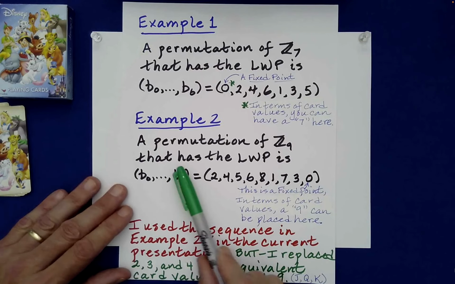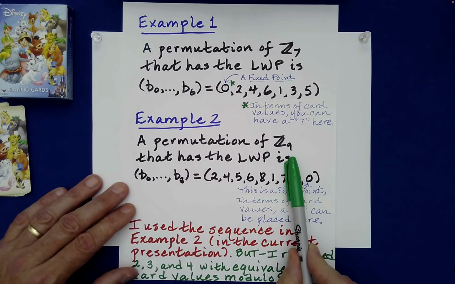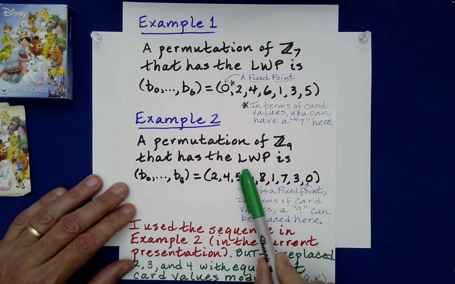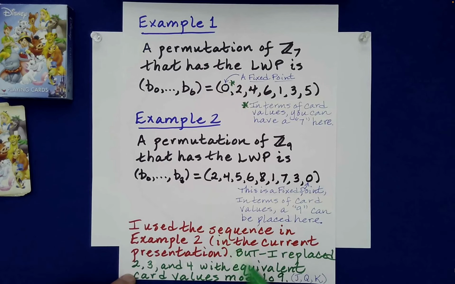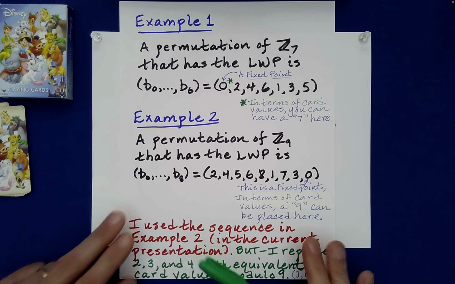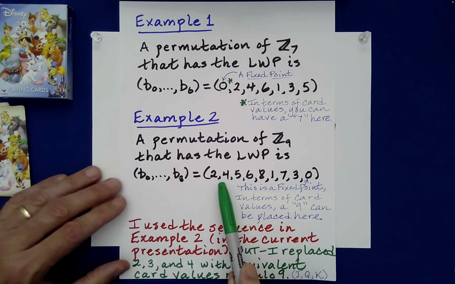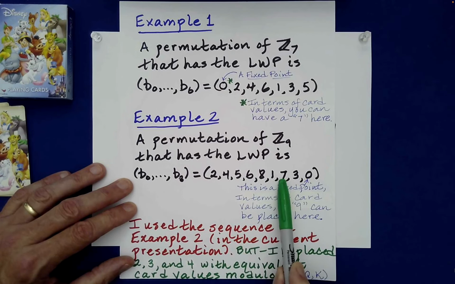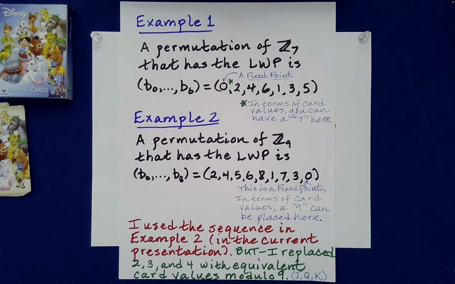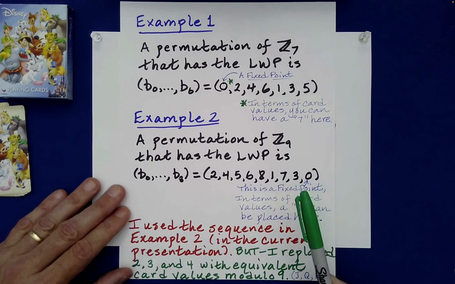Example 2, now this is the sequence that I used. It's a permutation of Z9 that has the long walk property, and here's the sequence. Now I slightly modified it, as I mentioned down here, and I think it's a good thing to do because you kind of hide the method a little bit. But the original long walk property sequence is 2, 4, 5, 6, 8, 1, 7, 3, 0. Okay, 0 is the one we're going to reveal. So this is the original sequence here.